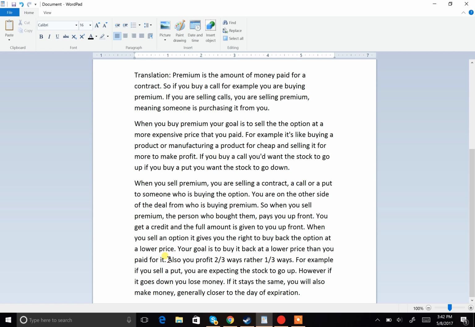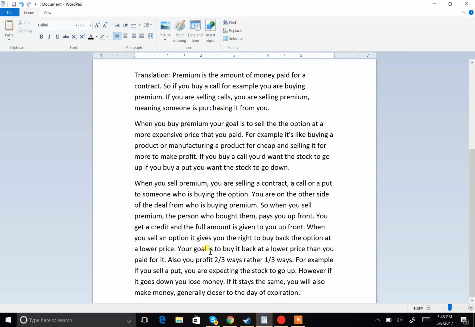You're also able to profit 2 out of 3 ways rather than 1 out of 3 ways. For example, if you sell a put, you're expecting the stock to go up. However, if it goes down, you lose money. But if it stays the same, you will also make money. So there are 3 ways to make money. One way is if the stock goes the way you want it to. For example, if you sold a call, that means you want it to go down. If it goes down, you make money. If it stays the same, you make money. The only way you don't make money is the other way, if it goes against you, meaning up.